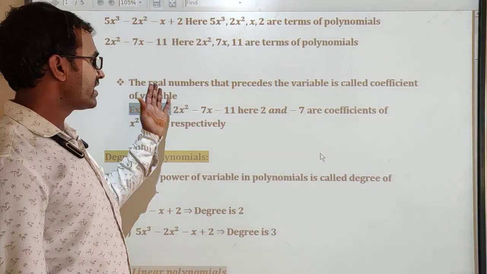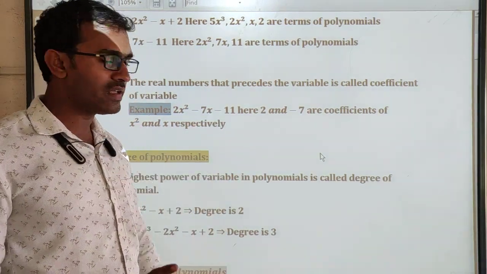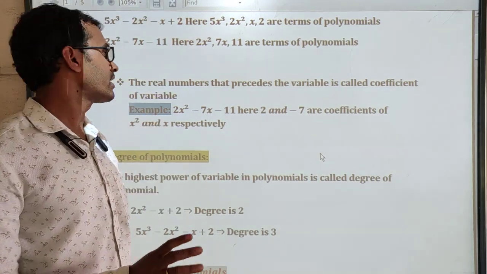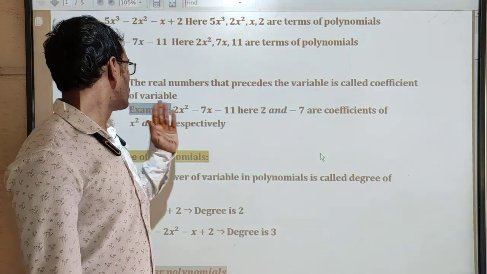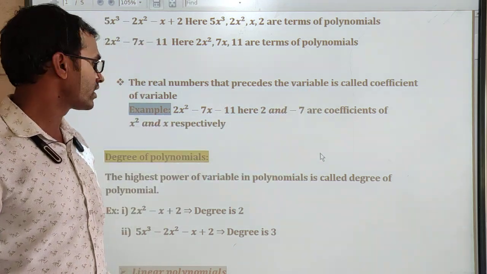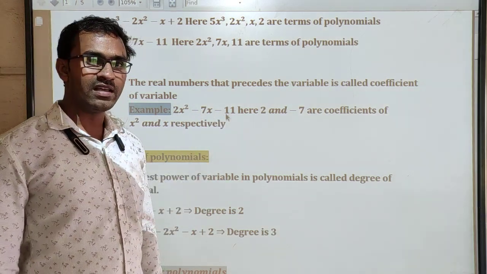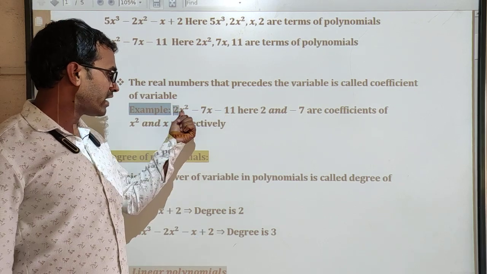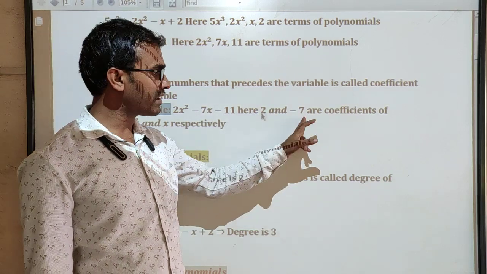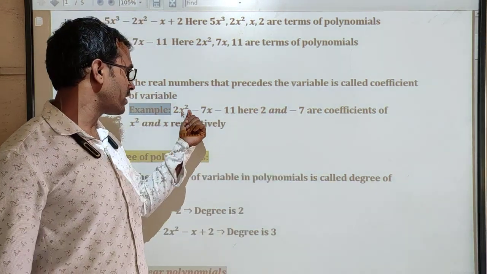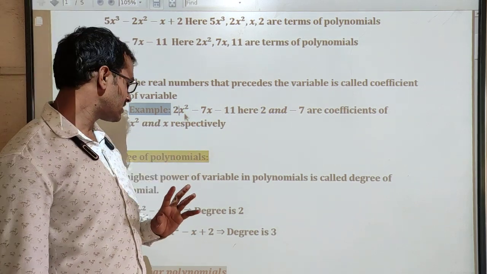Next, the real number that precedes the variable is called the coefficient of the variable. Here, in the polynomial 2x square minus 7x minus 11, the coefficient of x square is 2 and the coefficient of x is minus 7. Therefore 2 and minus 7 are the coefficients of x square and x.